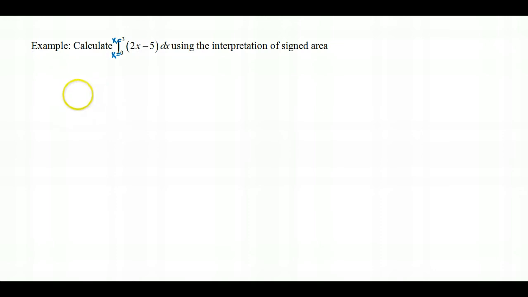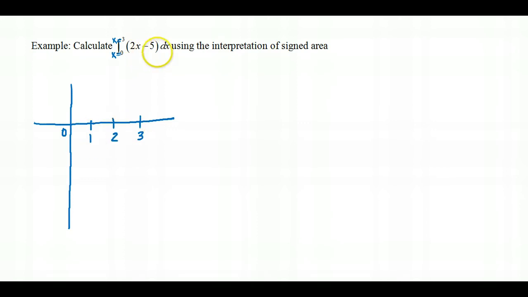We're going to draw ourselves a sketch of the graph, and then we're going to use geometric formulas to interpret the signed area. So I'm going to draw a rough sketch here. I'm only concerned with what's going on between 0 and 3. So 0, 1, 2, and 3. And this line has a y-intercept of negative 5. So we'll go ahead and mark the y-intercept at negative 5.